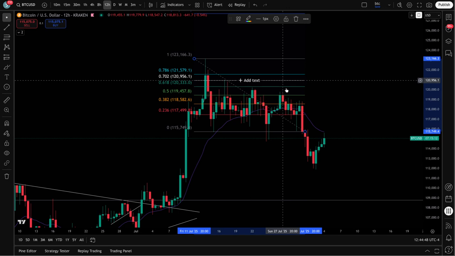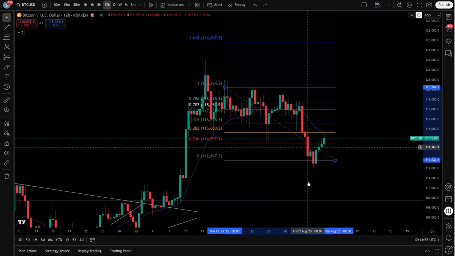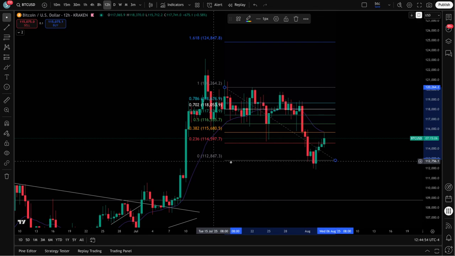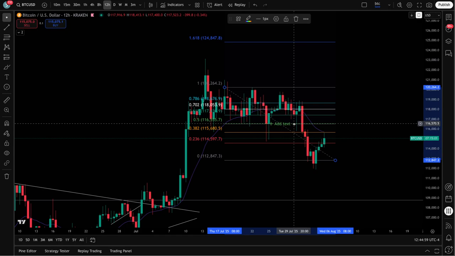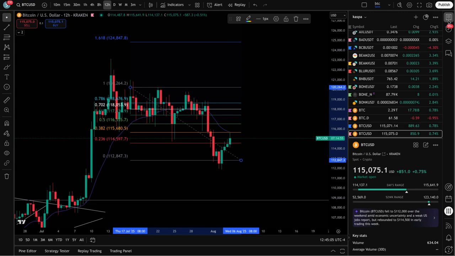Take an AB, pull it down here, and C right down here. We were looking towards the different charts, which give different outcomes. This is Kraken. This gave 112,847.